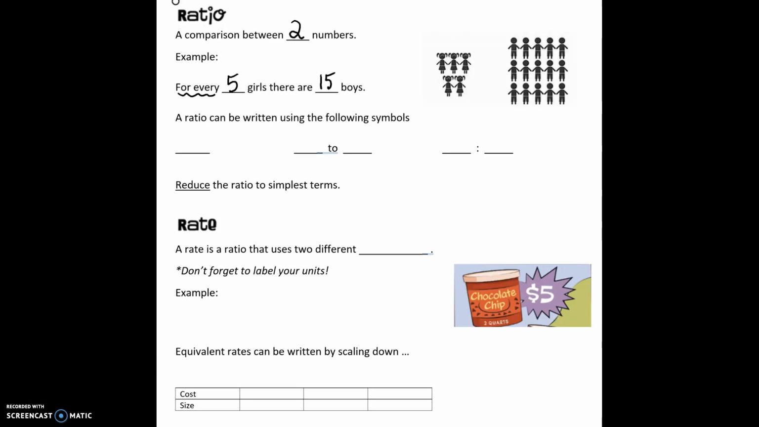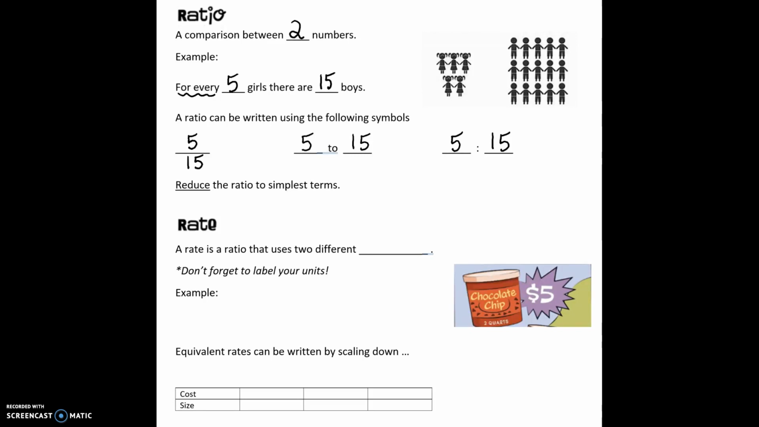Now a ratio can be written using the following symbols. We can write this ratio, 5 girls and 15 boys, as 5 girls over 15 boys as a fraction. And we can write it as 5 girls to 15 boys, or we can write it with a colon, 5 girls and then the colon and 15 boys. Notice that we are always starting with the number of girls and then ending with the number of boys. Order is important here.